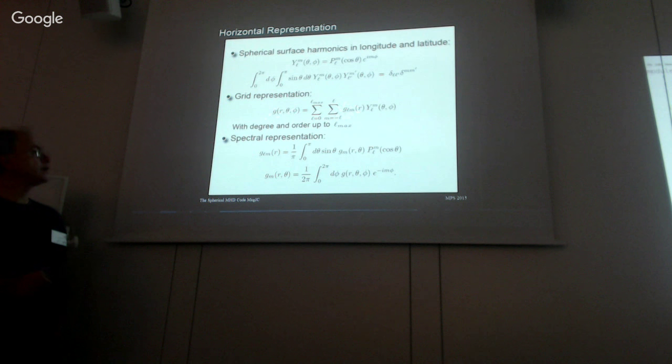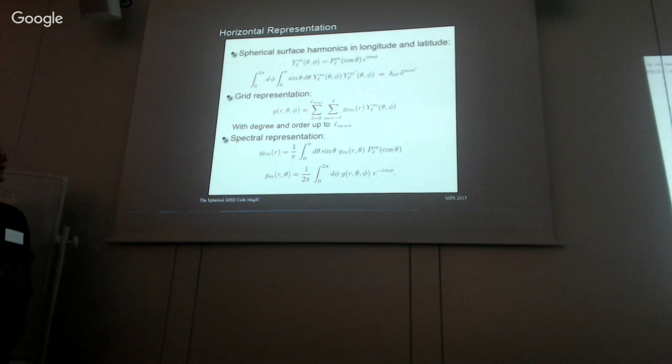And these coefficients, you can see, they depend on radius in this example. So in radius, we always have that grid in this example, right? So you just multiply the coefficients with the spherical surface harmonics, and you sum over all these different contributions, and you end up with the grid representation. So that's fairly simple.